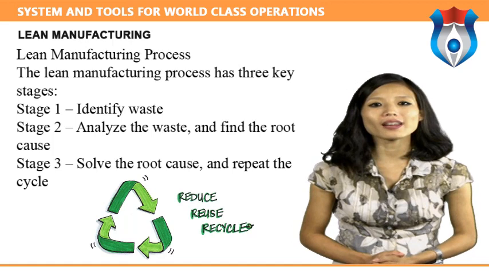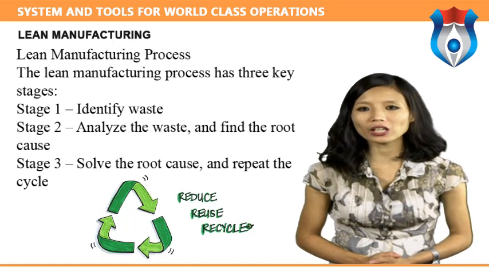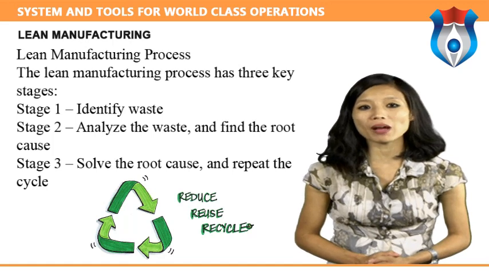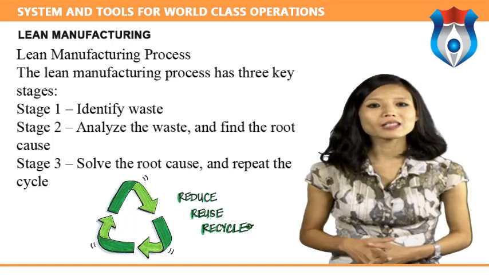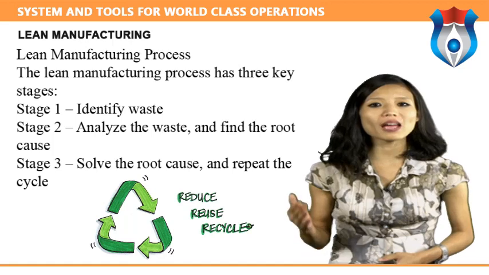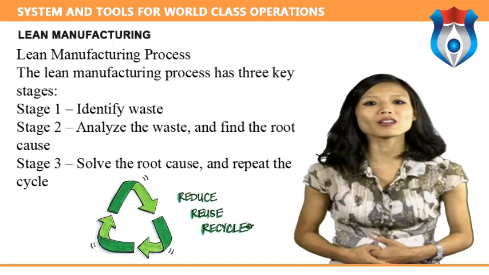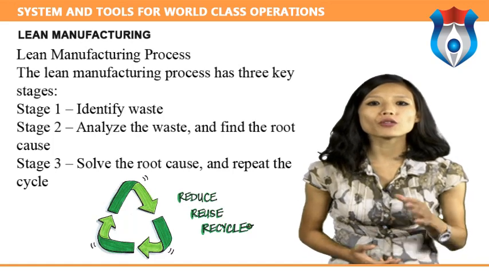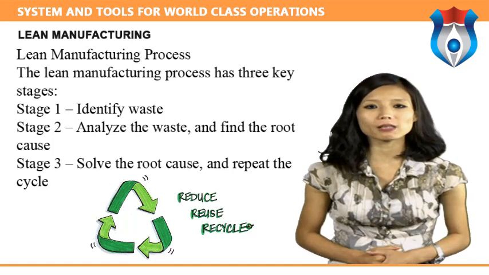Stage 2, analyze the waste and find the root cause. For each waste we identify in the first stage, figure out what is causing it by using root cause analysis. Step 3, solve the root cause and repeat the cycle. Using an appropriate problem solving process, decide what we must do to fix the issue to create more efficiency.